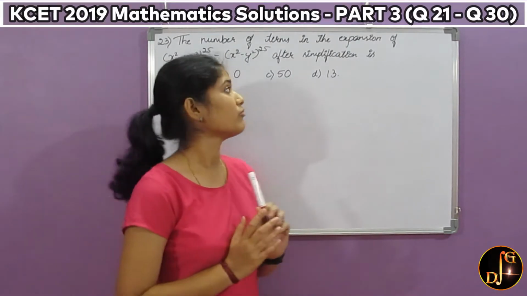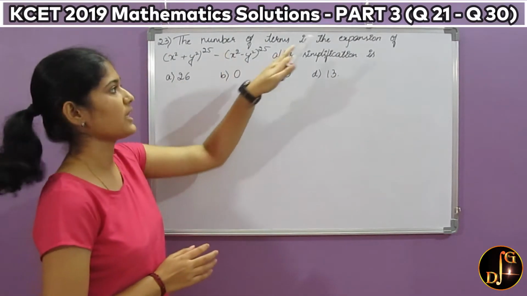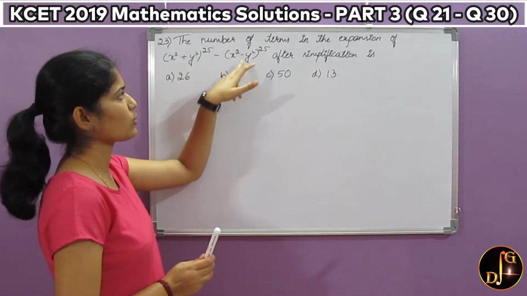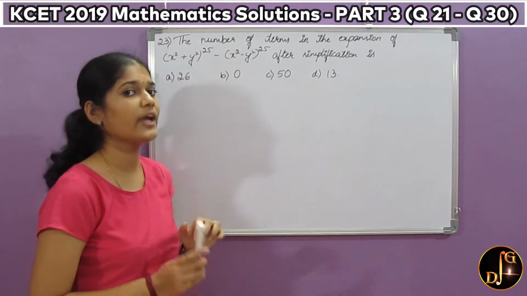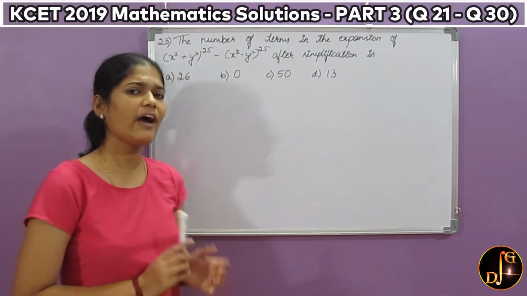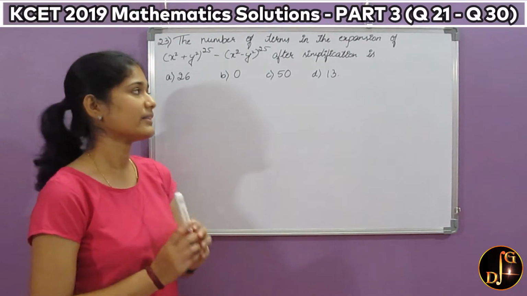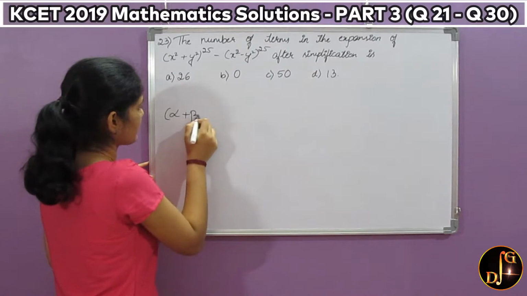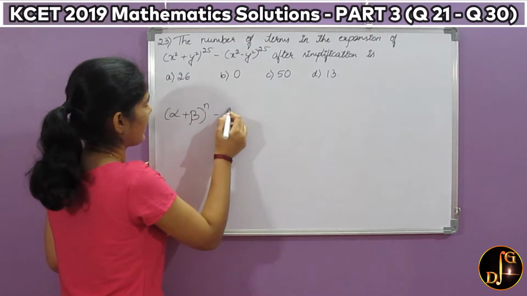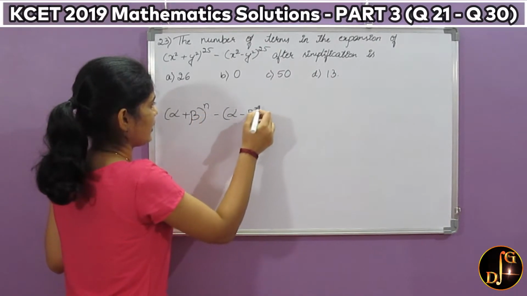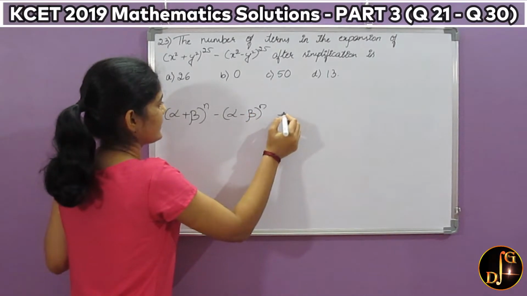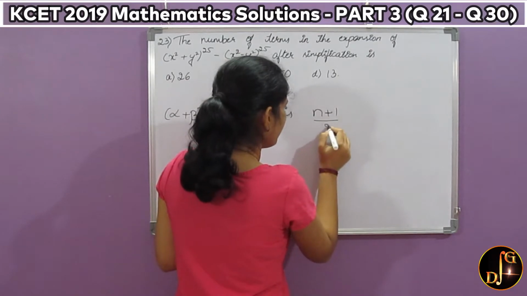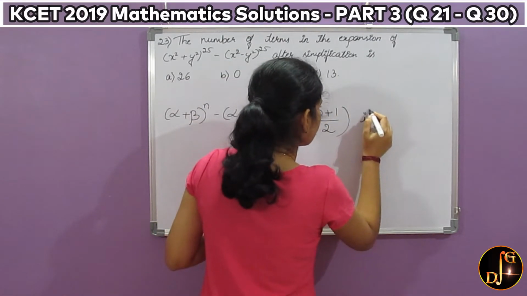In this problem, we have to find the number of terms in the expansion of (x square plus y square) whole to the power 25 minus (x square minus y square) whole to the power 25 after simplification. We have the direct formula for this. That is, number of terms in the expansion of (alpha plus beta) whole power n minus (alpha minus beta) whole power n is nothing but (n plus 1) by 2 if n is odd.